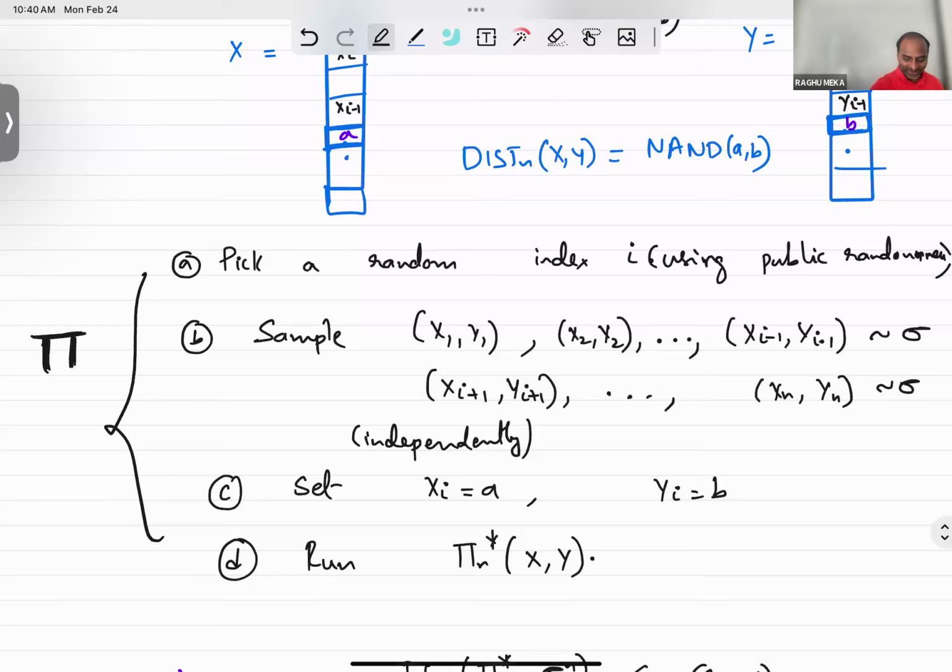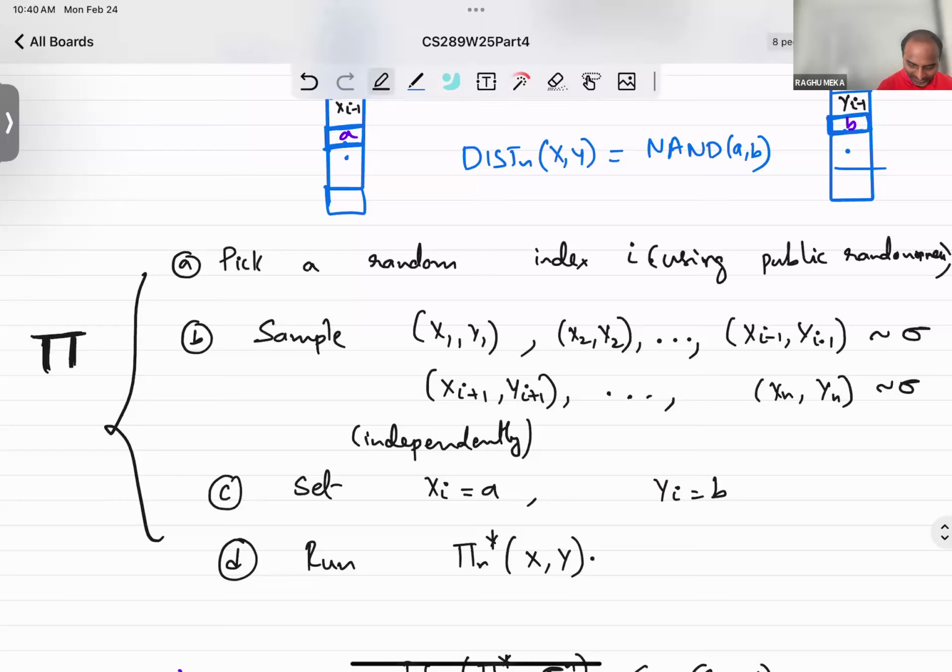Well, the issue is we basically are debating whether the chicken came first or the egg came first. Right? What do I mean? There's a sample that we have to do, right? We have to sample this x1, y1, x2, y2 according to sigma, right? But how do you do the sampling without communicating?